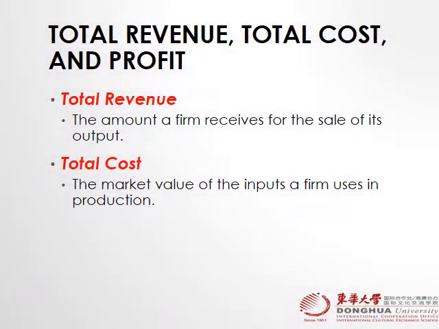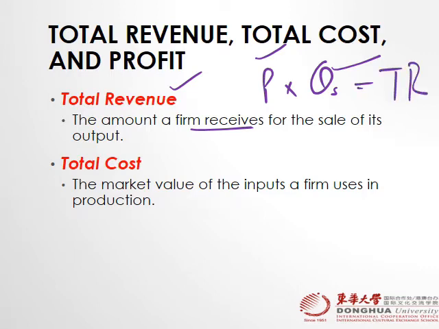Talk about that. So what is total revenue? The formula is price into quantity sold, right? The amount a firm receives for its sales of its output. How much quantity is sold and what is the market price? We multiply that one and we get the total revenue. We'll see it in the formula in a couple of slides ahead.